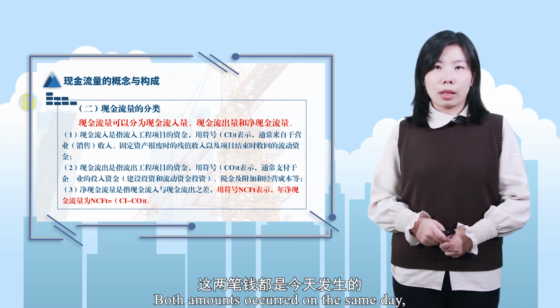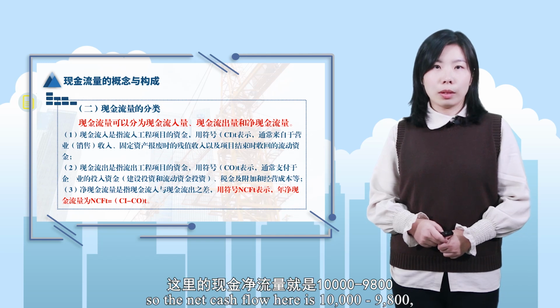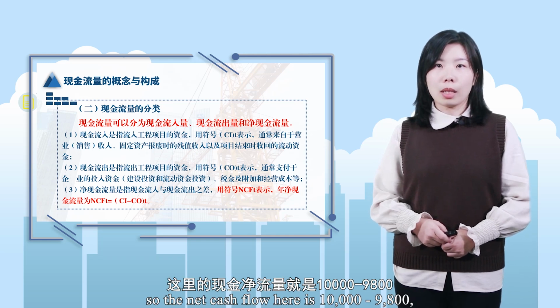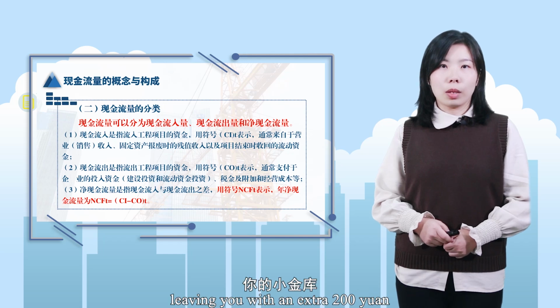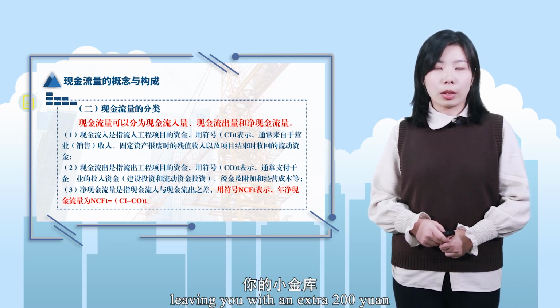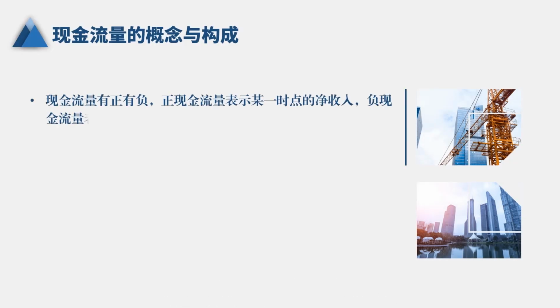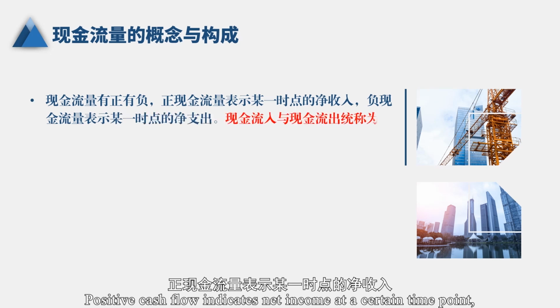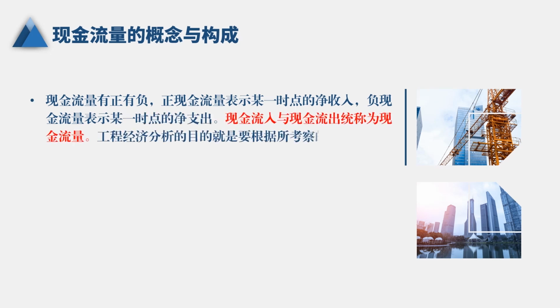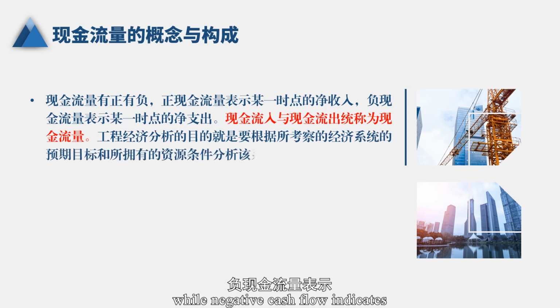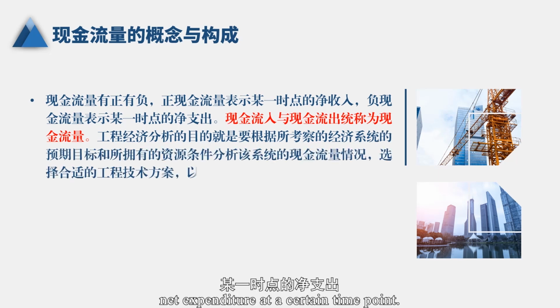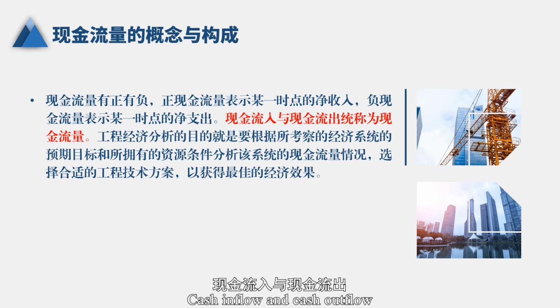Both amounts occurred on the same day, so the net cash flow here is 10,000 minus 9,800, leaving you with an extra 200 yuan in your personal savings. Note that cash flow can be positive or negative. Positive cash flow indicates net income at a certain time point, while negative cash flow indicates net expenditure at a certain time point. Cash inflow and cash outflow are collectively referred to as cash flow.